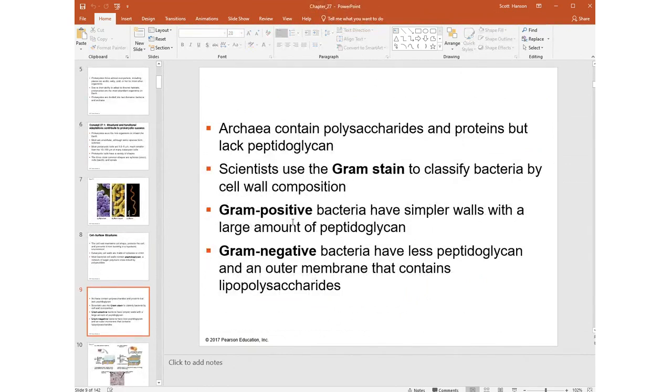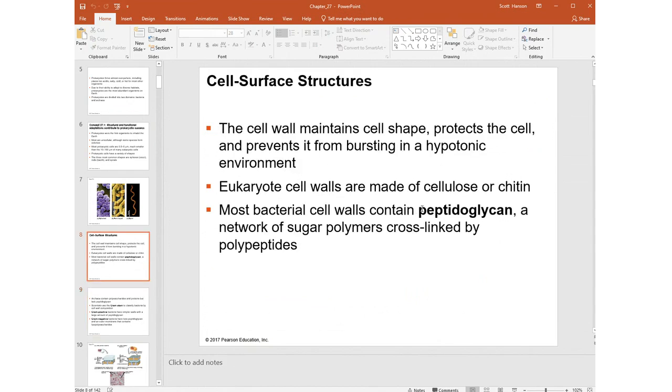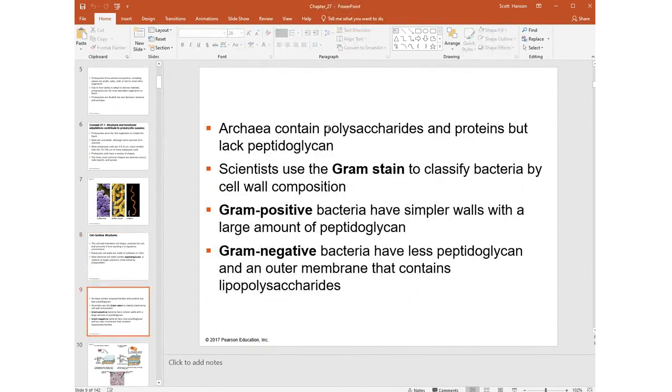So the bacteria have cell walls that are peptidoglycan, but the archaea, on the other hand, have cell walls with polysaccharides, sugars in other words, and proteins, but they lack peptidoglycan. So that's one of the main differences between archaea and bacteria.